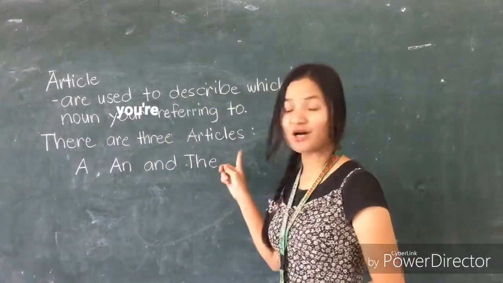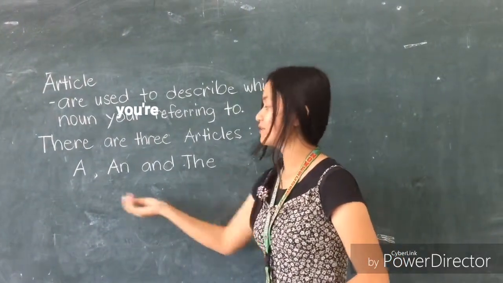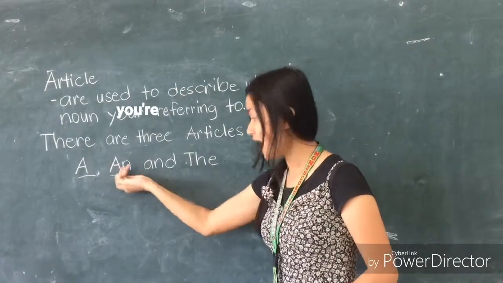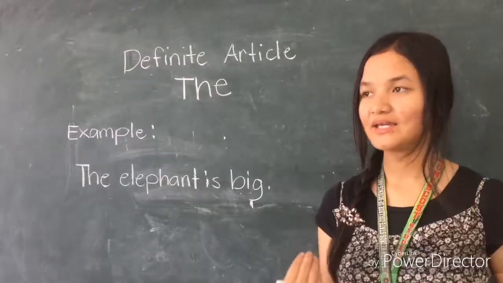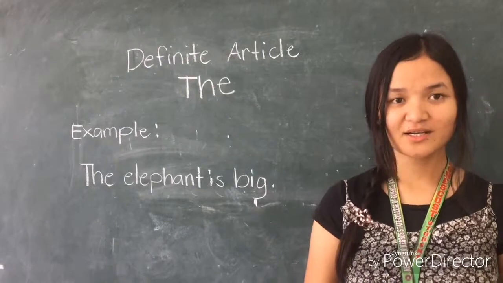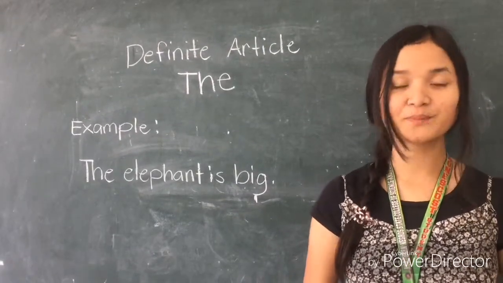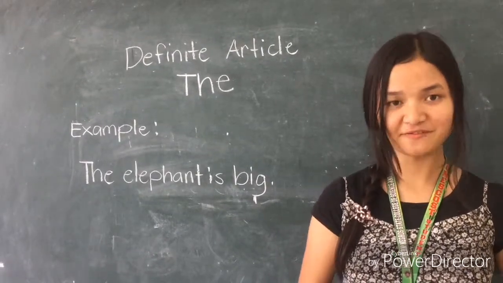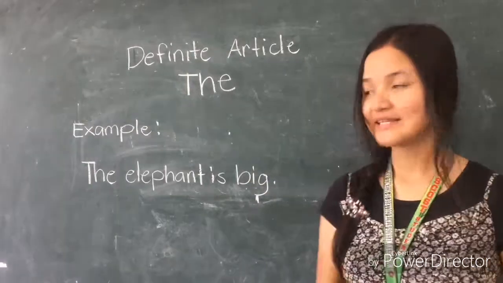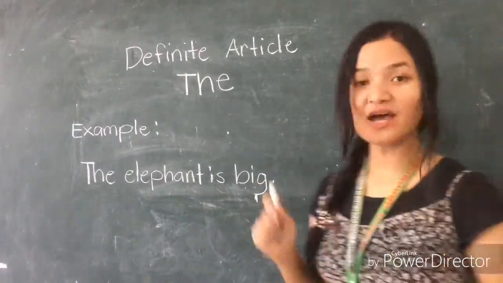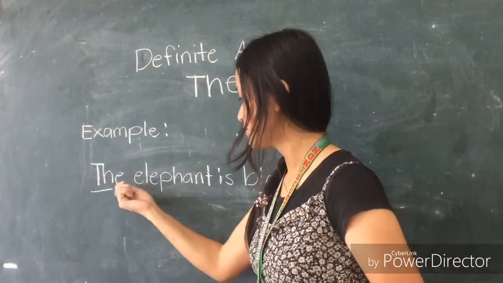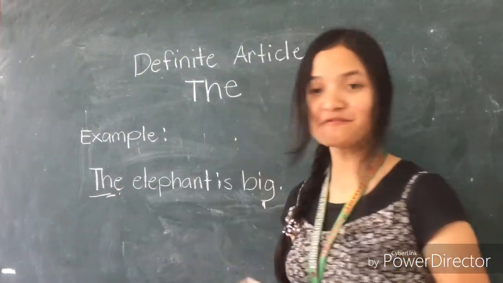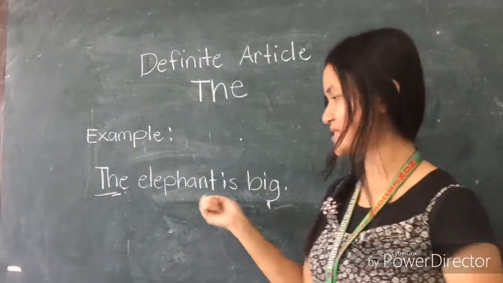There are three articles: the, a, and an. Okay, definite article the. Use the before a singular or plural noun when the noun is specific. For example, the elephant is big. So the article here is the because the elephant, which is a singular noun, is specific.